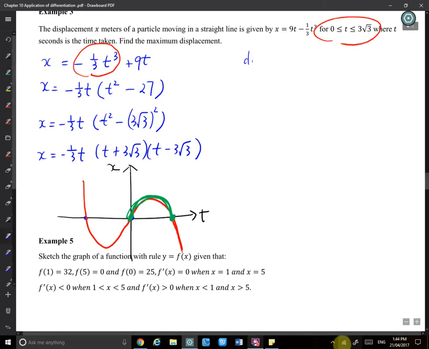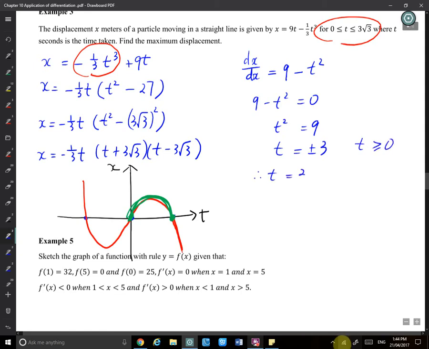So dx/dt equals 9 minus t squared. And 9 minus t squared equals 0. t squared equals 9. t equals plus or minus 3. t is greater than or equal to 0, so t equals 3 will be the only solution.